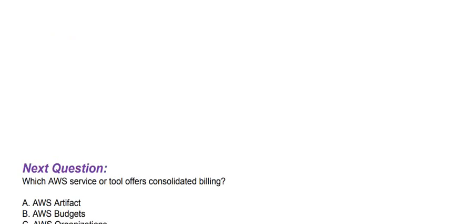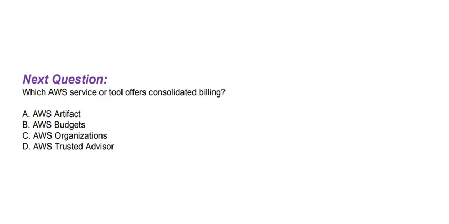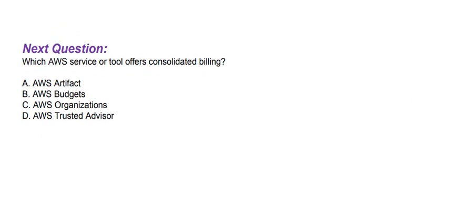Next question is: which AWS service or tool offers consolidated billing? Option A: AWS Artifact. Option B: AWS Budgets. Option C: AWS Organizations. And option D: AWS Trusted Advisor. The correct answer is option C.